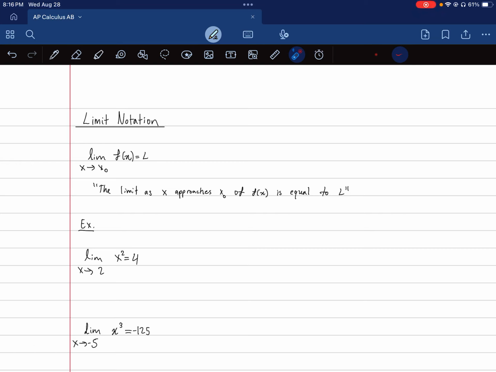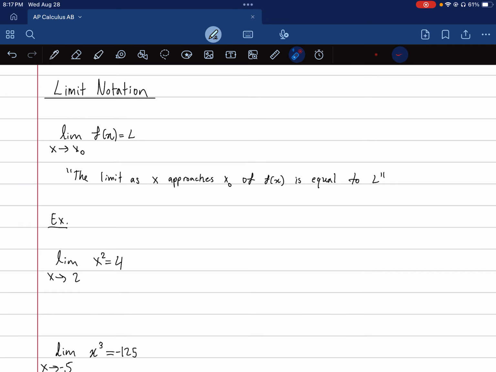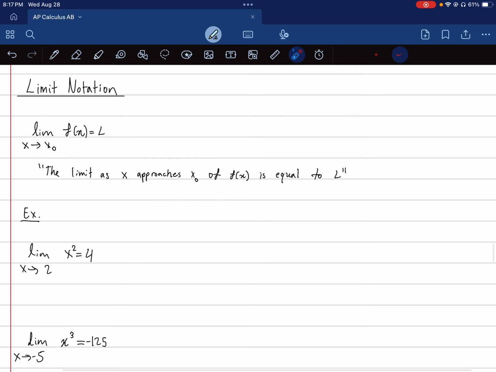Hello, welcome. Today we're going to be doing some limit notation and how to compute very basic limits in calculus. We will not be going over any proofs for limits. That might be in a later video. So let's start off with the basic notation.